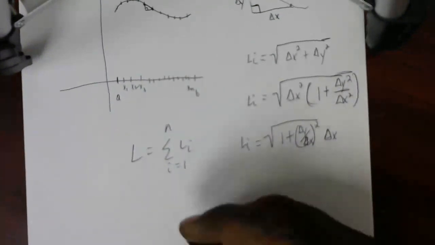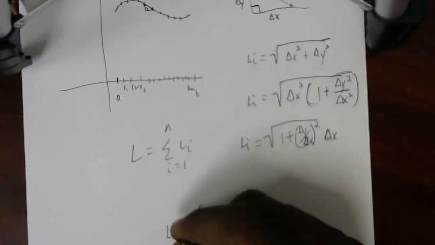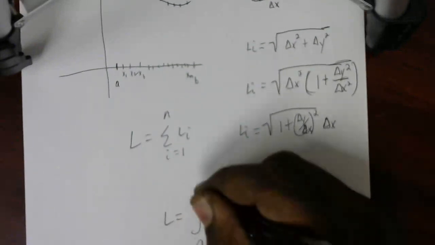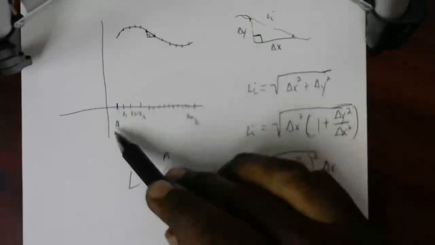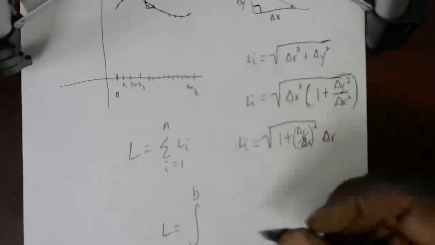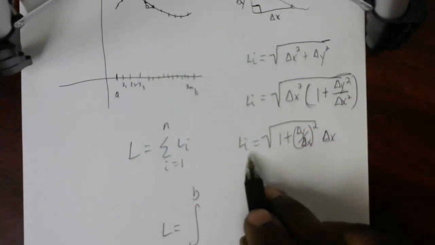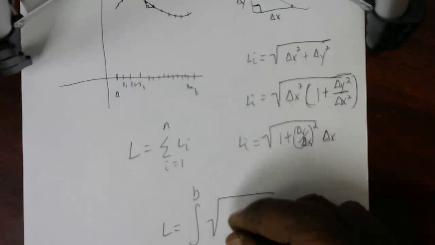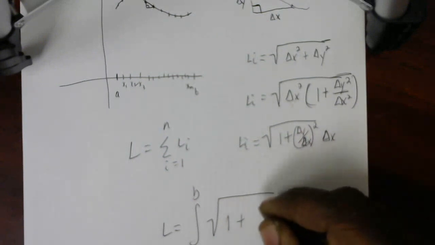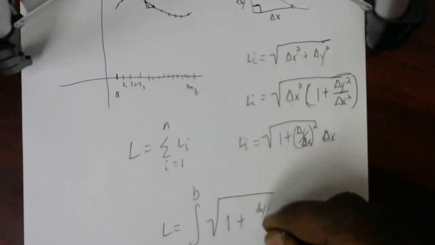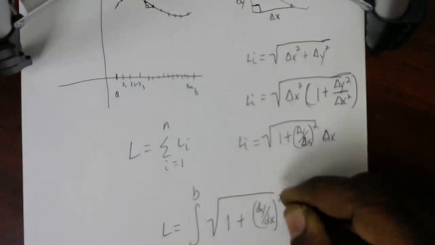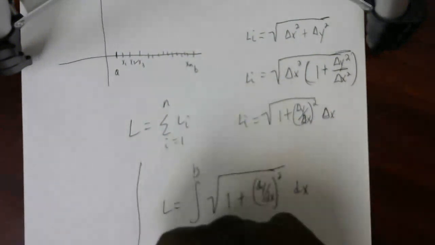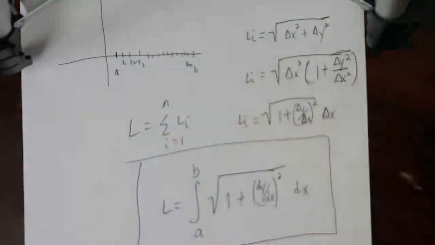So putting this all together, we have the integral. The length is equal to the integral from a to b, notice we have a and b, of the square root of 1 plus (dy/dx) quantity squared dx.